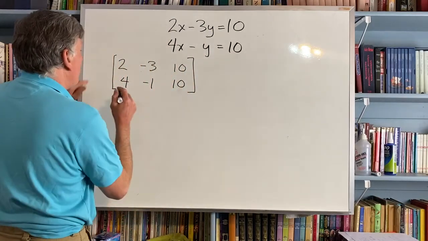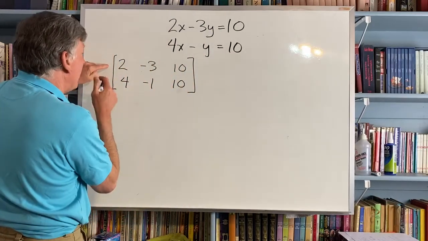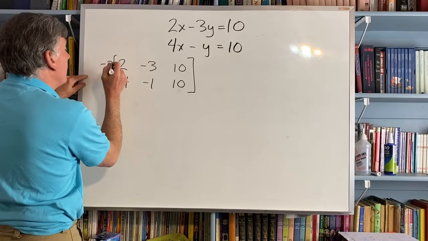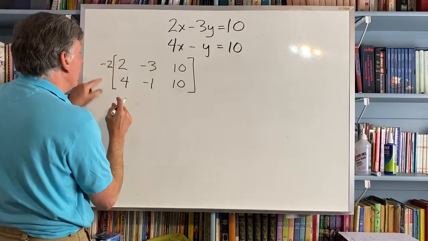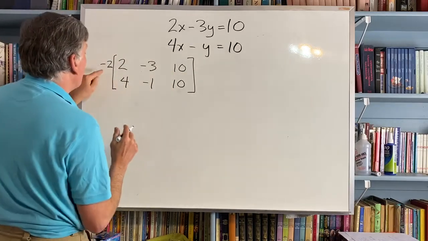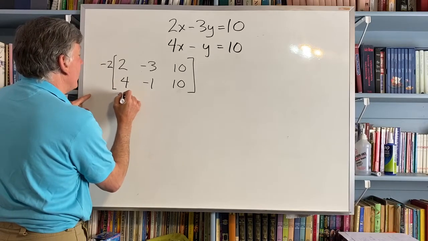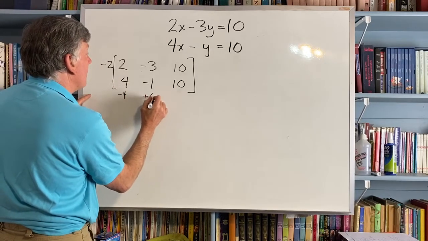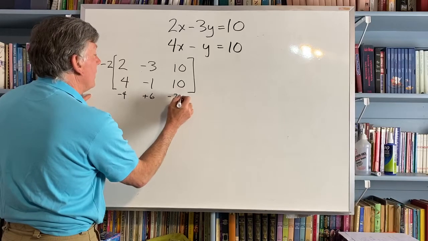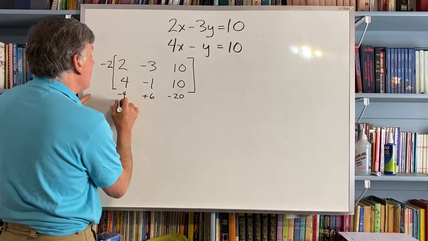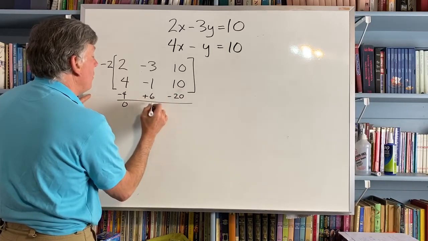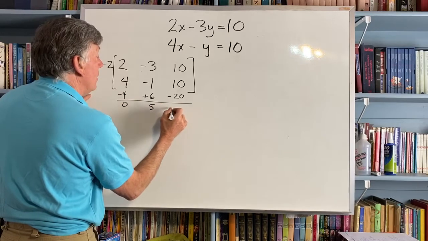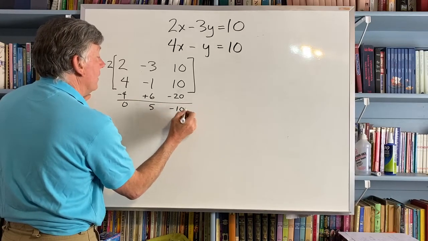So my first step, I'm going to multiply this line by negative 2, and I'm going to write it down below here. And I'm going to have a negative 4 and a plus 6 and a minus 20. I'm going to add those, and I get 0, 5, negative 10.